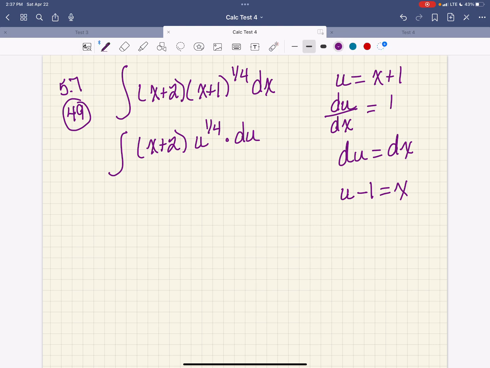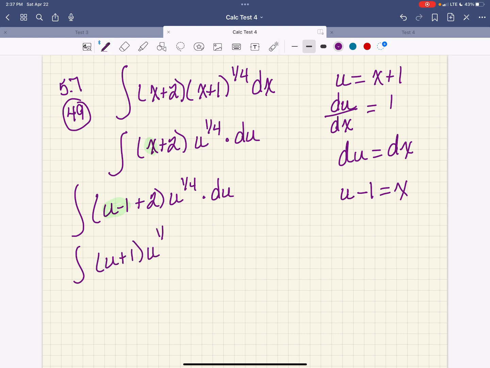Now I'm going to go back up here, and instead of x, I'm going to put u minus 1. So I've got u minus 1, and I'm plugging that in for this x right here. So u minus 1 is the same thing as x, and then I've got plus 2 times u to the 1/4 du. Now I can take the integral and do the antiderivative here. I'm going to do a little bit more simplifying. So I've got u plus 1, I'm sorry, and then u to the 1/4 times du.